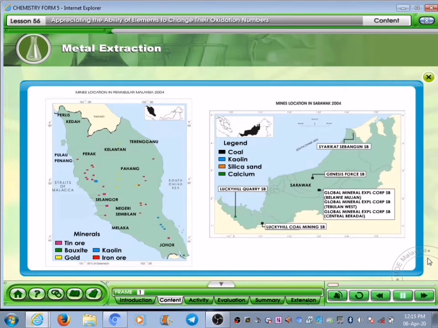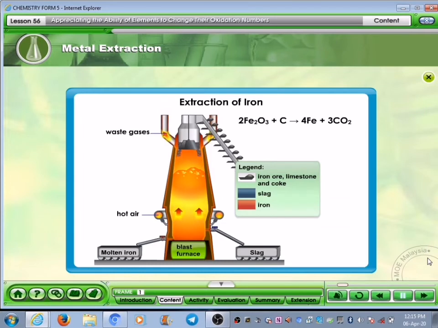Malaysia is endowed with a variety of mineral resources. The major metallic ores are tin, bauxite, and iron. Our country rarely exports metallic ores nowadays. Let's see how some of these metals are being extracted. In the extraction of iron, iron oxide is reduced by coke to iron and carbon dioxide.